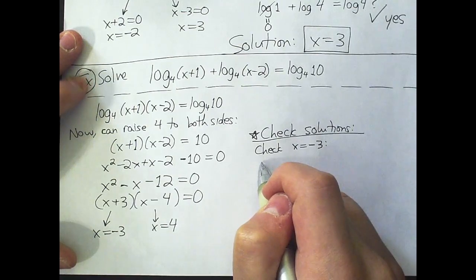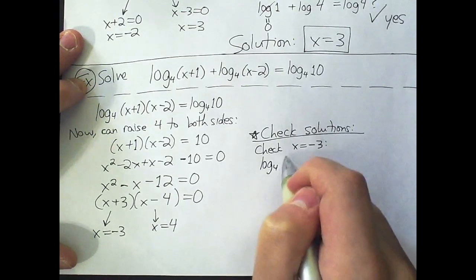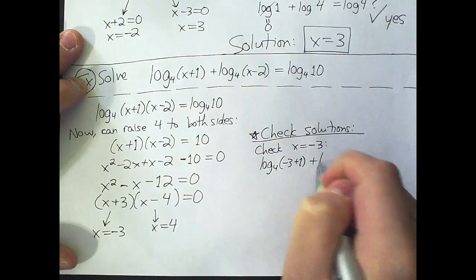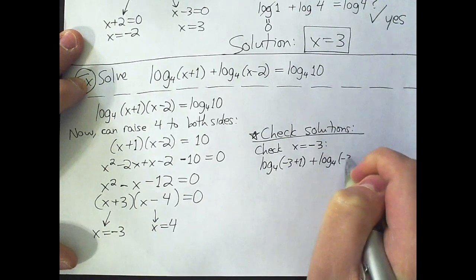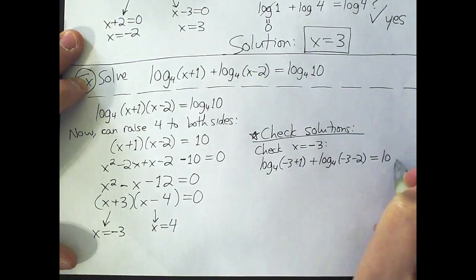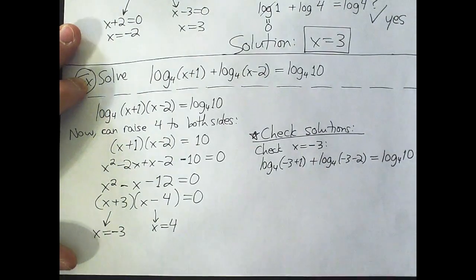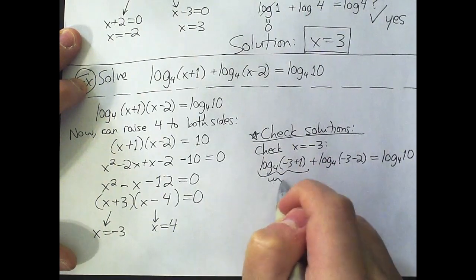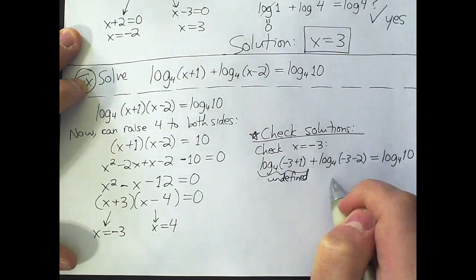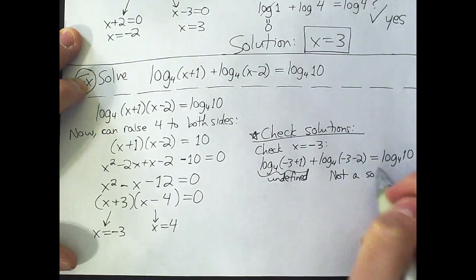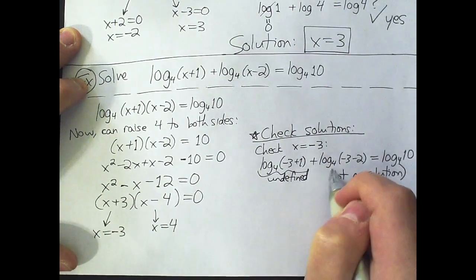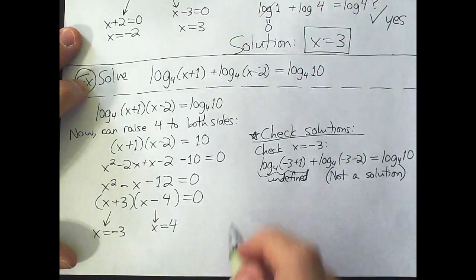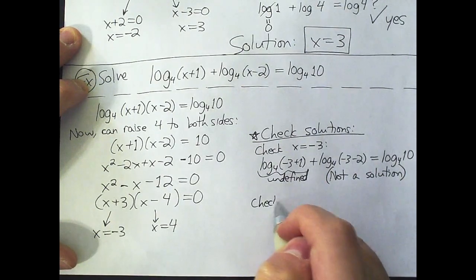Okay, so in the original problem, log base 4 of -3 plus 1, plus log base 4 of -3. Uh-oh. Looks like this is not going to work, right? This is undefined. As soon as you can see that there's something undefined, it means that this is not a solution. Because we can't have undefined plus something equals something. So that's not a solution. Let's check the other one.